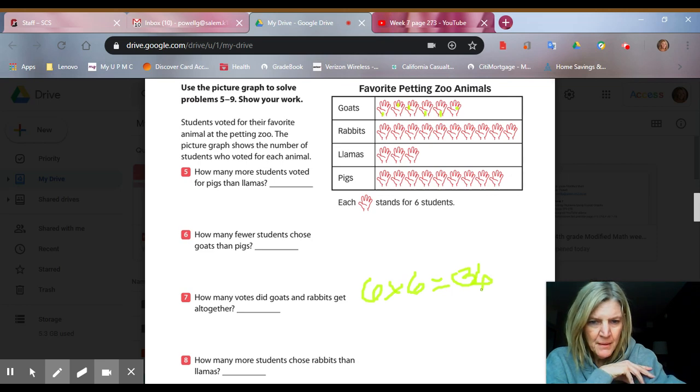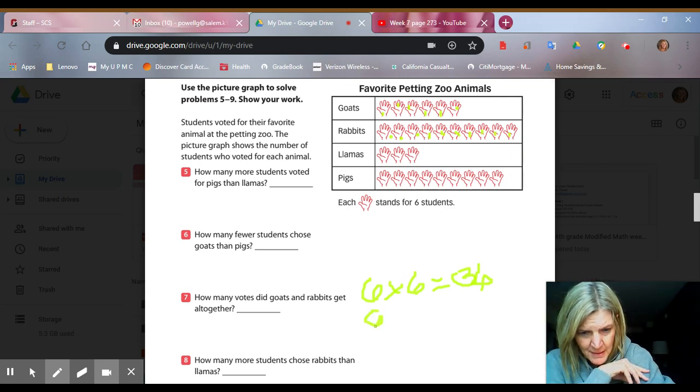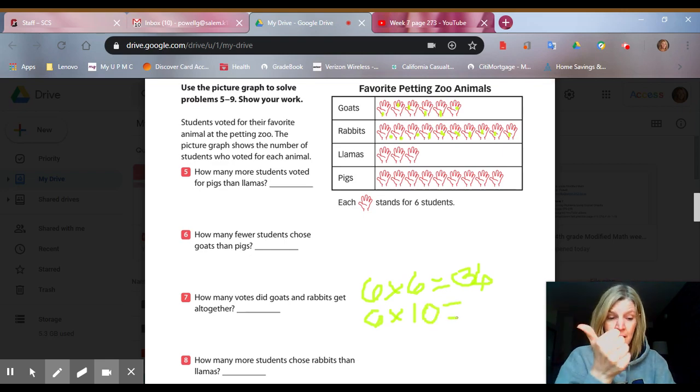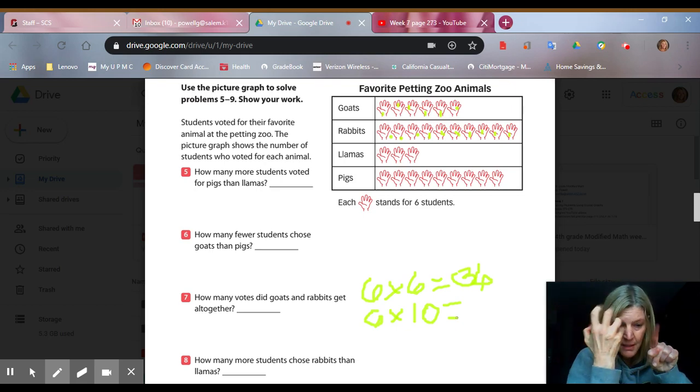Rabbits. 1, 2, 3, 4, 5, 6, 7, 8, 9, 10. Oh, that's an easy one. 6 times 10 is 10, 20, 30, 40, 50, 60.